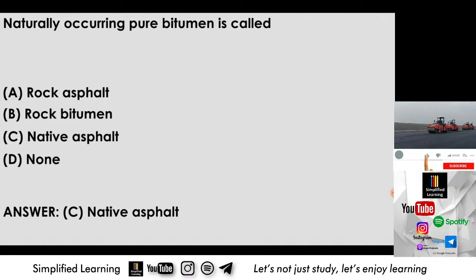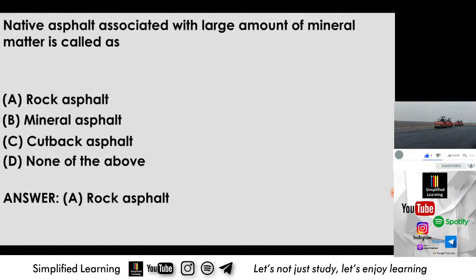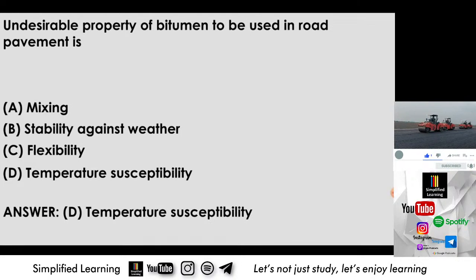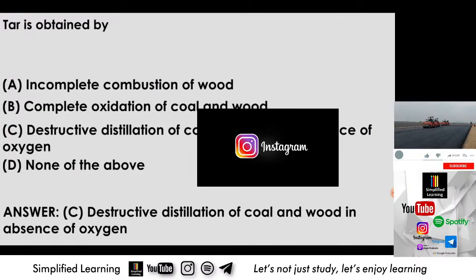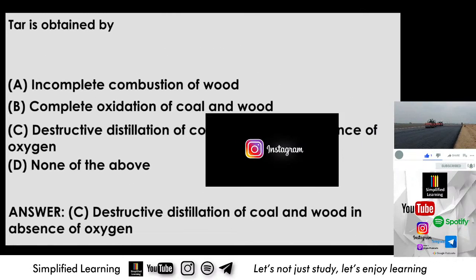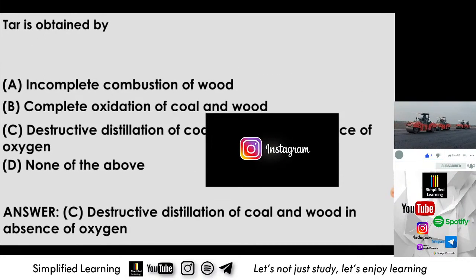Naturally occurring pure bitumen is called as native asphalt. Native asphalt associated with large amount of mineral matter is called as rock asphalt. Undesirable property of bitumen to be used in road pavement is temperature susceptibility. Tar is obtained by destructive distillation of coal and wood in absence of oxygen.